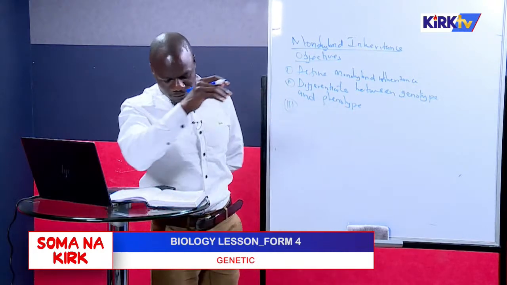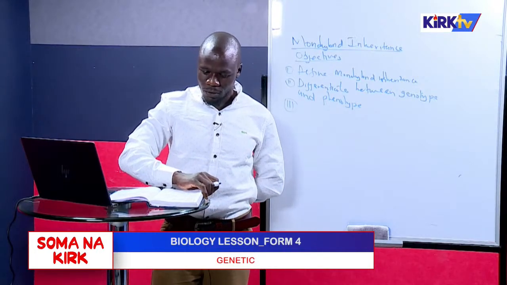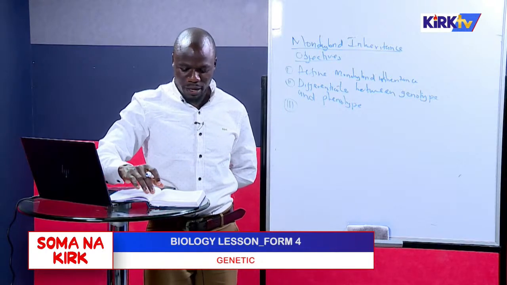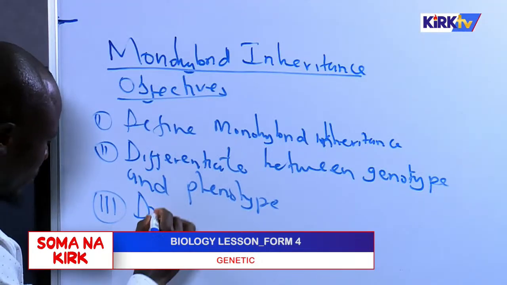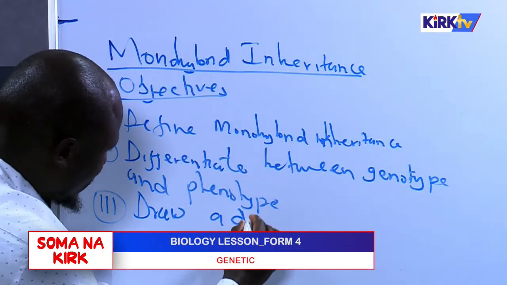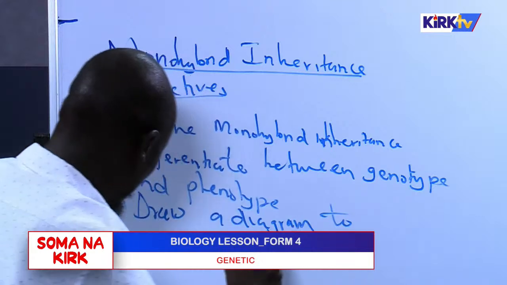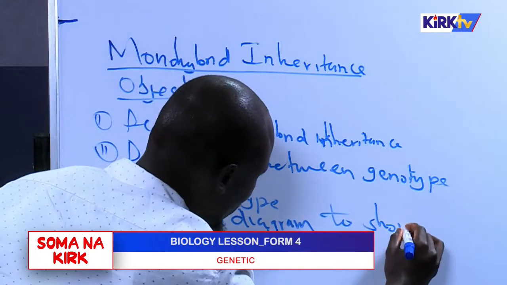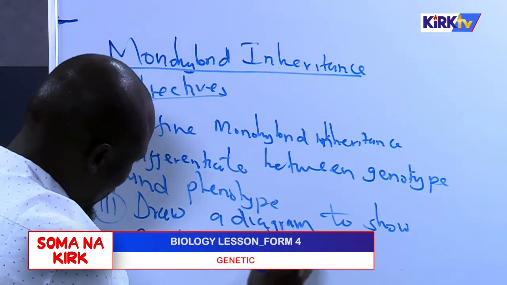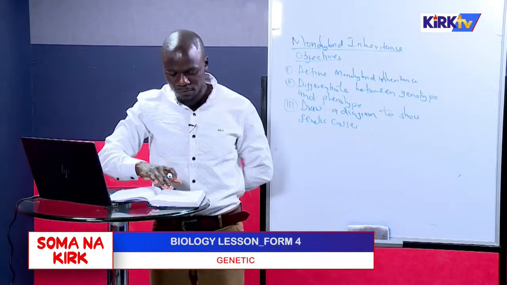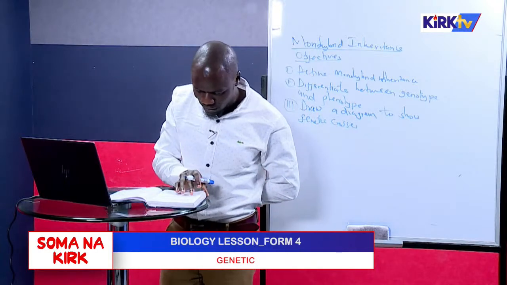The last objective that a learner should be able to capture is to draw a diagram to show genetic crosses. The learner should be able to draw a diagram to show the genetic crosses. So those are the objectives of today's session that we have to capture.